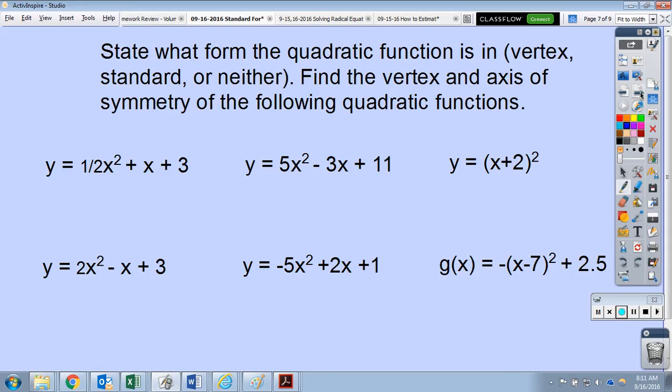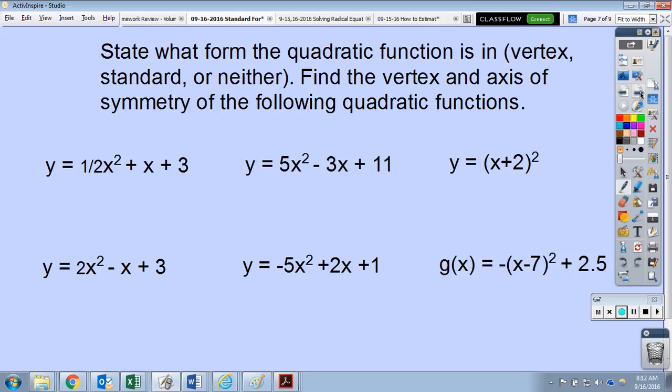Okay, so state what form the quadratic function is in: vertex, standard, or neither. Find the vertex and axis of symmetry of the following quadratic functions. So that's what we're trying to do today. How do we find the vertex and axis of symmetry of a quadratic in standard form? These are all in standard form. Agree or disagree?